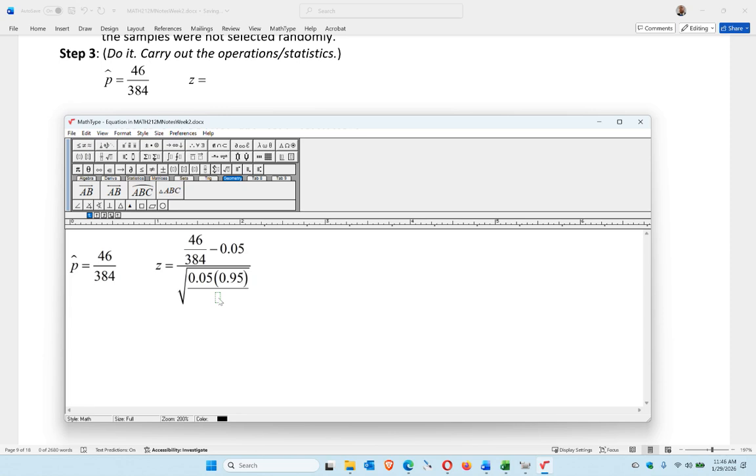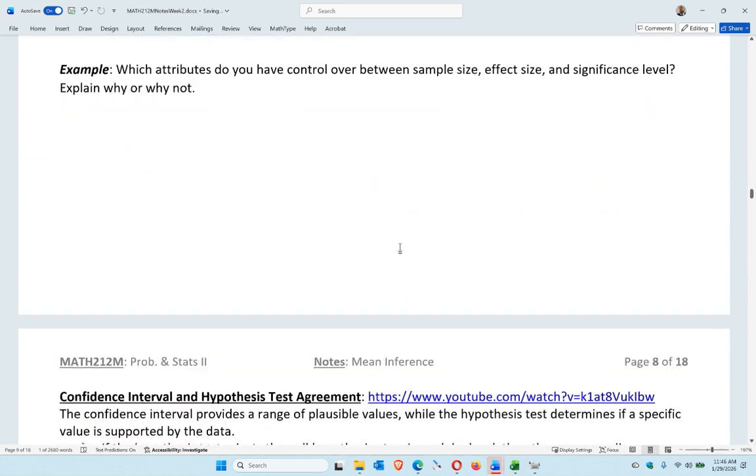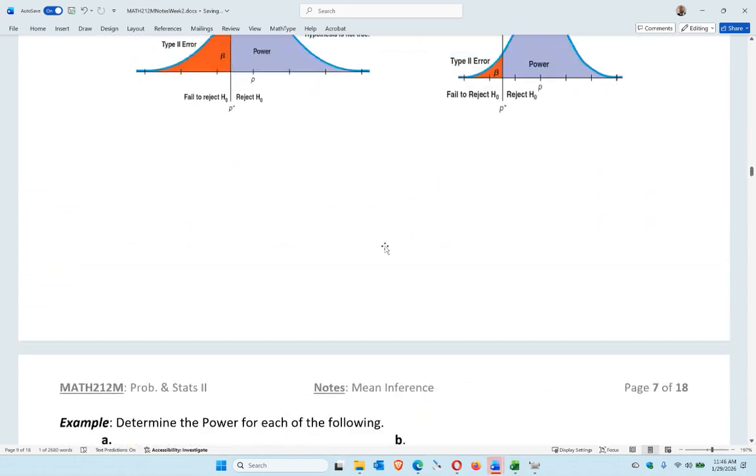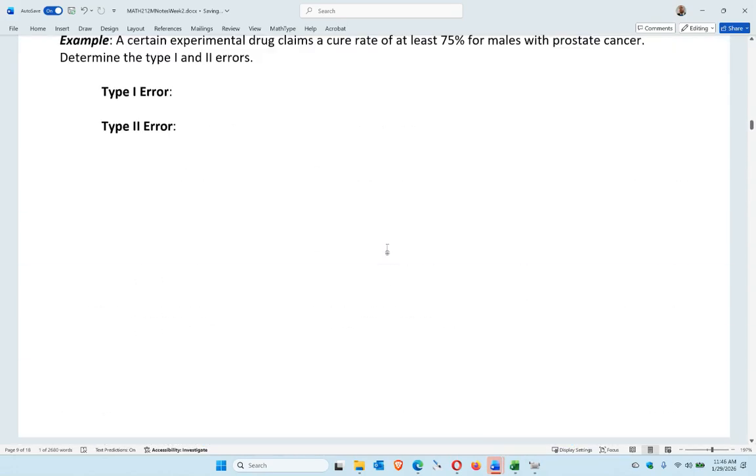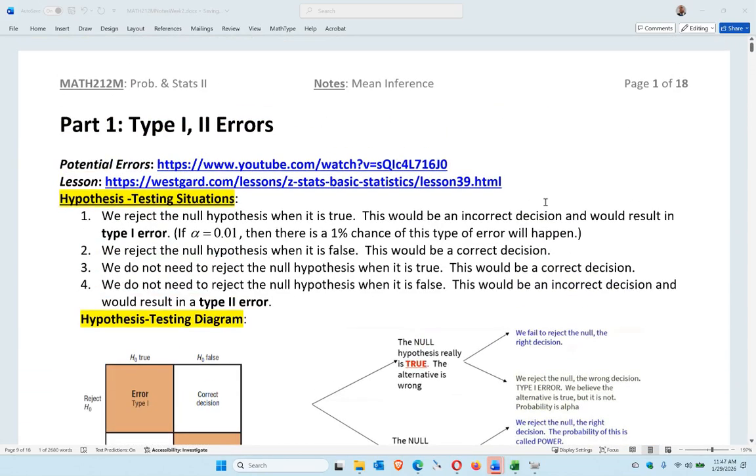0.95 over 384. Okay, right? Because you have the p hat minus p, correct? Over the standard error, which is this right here. Which I believe we have back here on a formula sheet, right? Somewhere. I think it was in the prior lesson, to be honest. Yeah, it's the prior lesson.